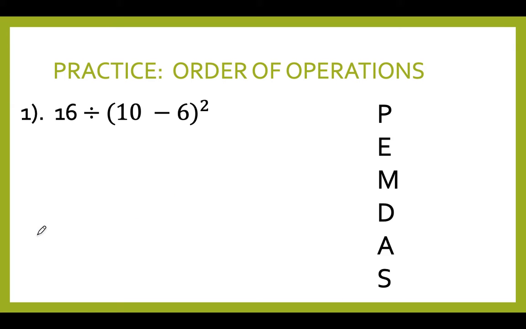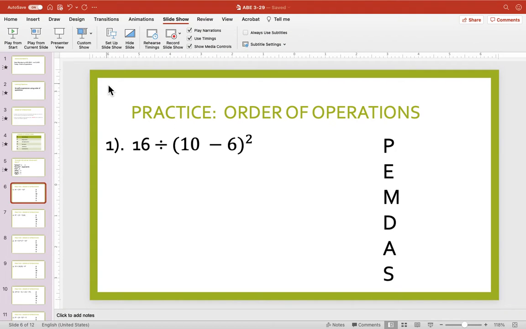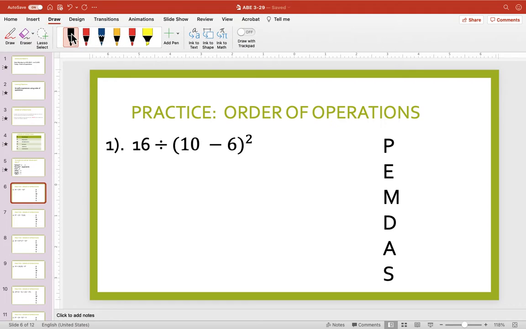So here's an example of how we're going to use order of operations. Now in math, what we're used to is simplifying our expressions from left to right. I'm going to just leave my PowerPoint because I want to be able to write on this. Some of you guys, if you didn't know order of operations, you would do 16 divided by 10 and then subtract that from 6 and then take that to the second power, which is incorrect.